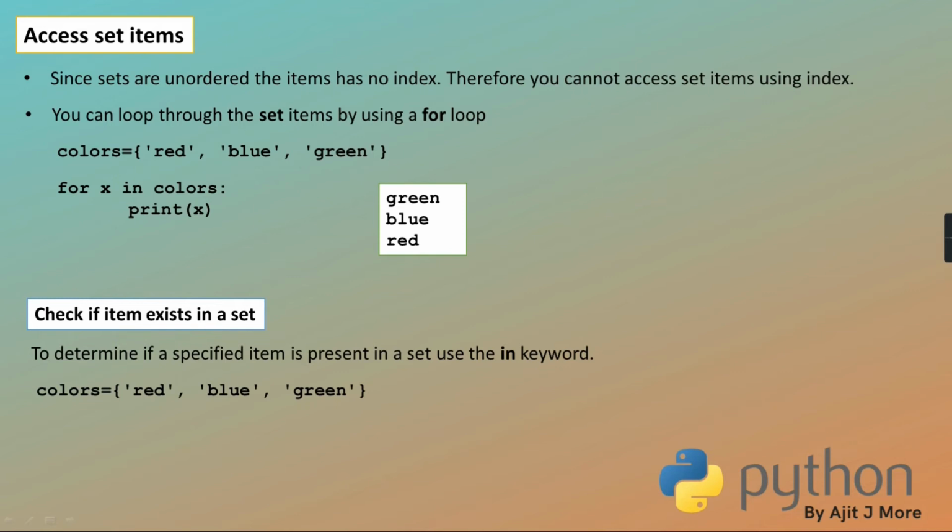Colors equal to red, blue, green. Then we are checking whether blue is present in colors. So yes, blue is present in colors. True will come. Pink in colors. No, pink is absent in this set. It will return false. Okay? You got it.